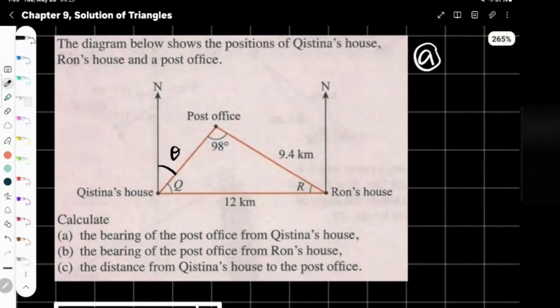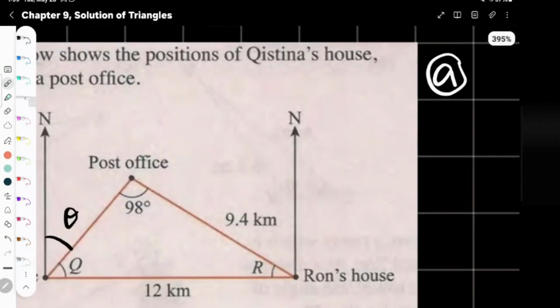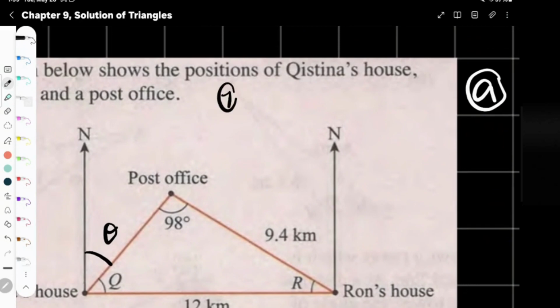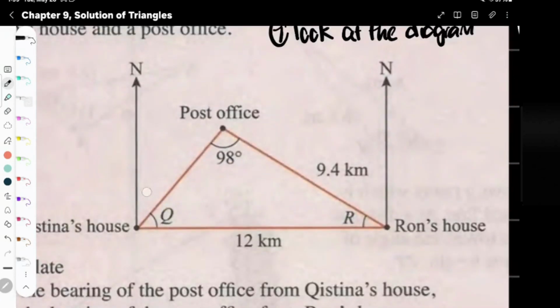For now, my tips for answering this question are: always, first of all, fill in the blanks. Just look at the diagram and find every single thing you can find without them asking you. For example, can you find the angle theta here? You can absolutely find it.